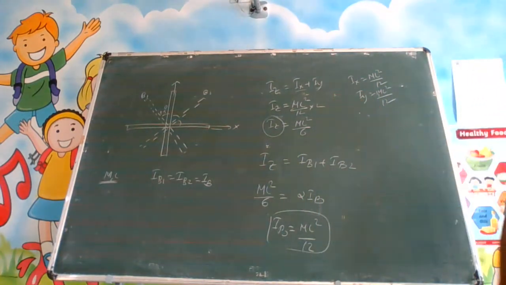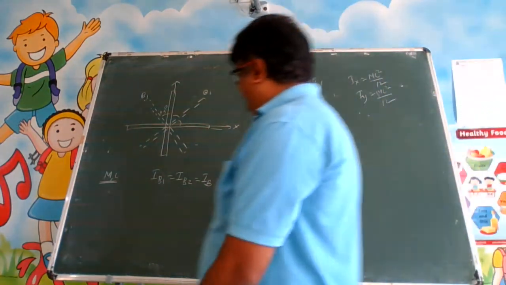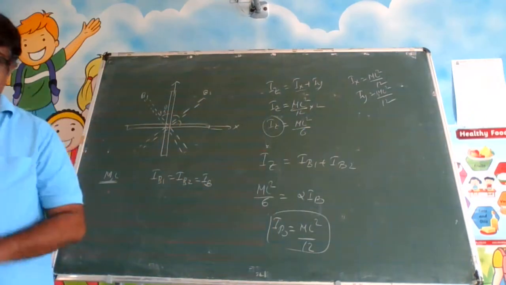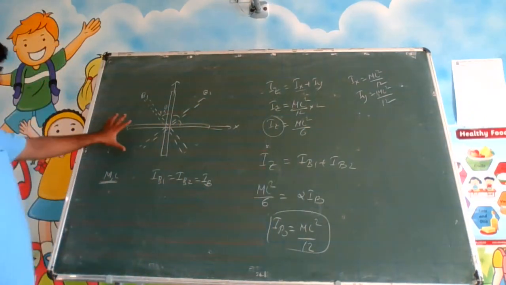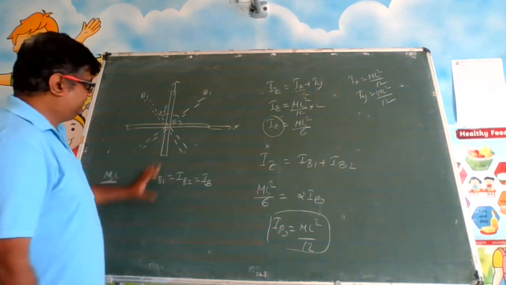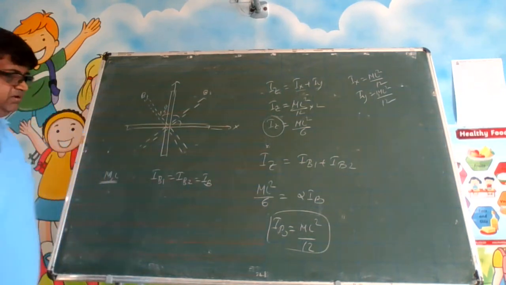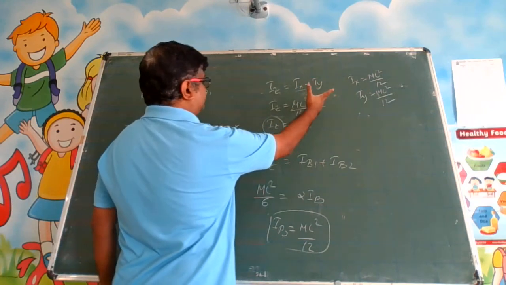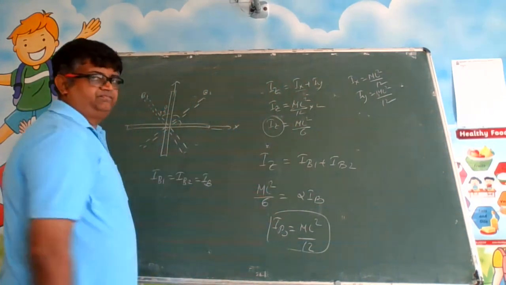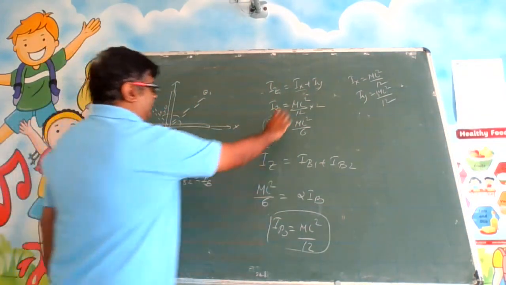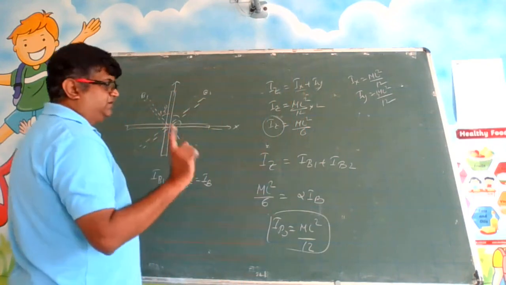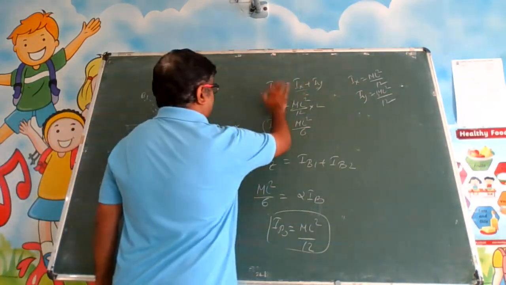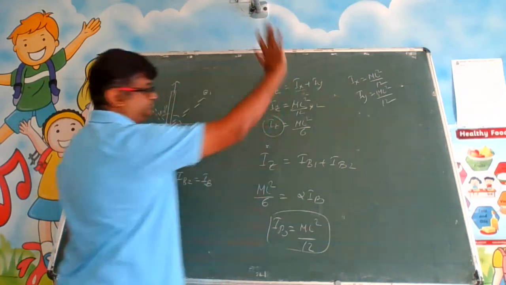Please make a note of this question, and let's meet up in the next class. So now you understood how to apply the perpendicular axis theorem. With an example, I have explained how to apply it. Always remember, if you take two mutually perpendicular axes, you can get the third one. And the condition is that x should be perpendicular to y, and z should be individually perpendicular to x and y.